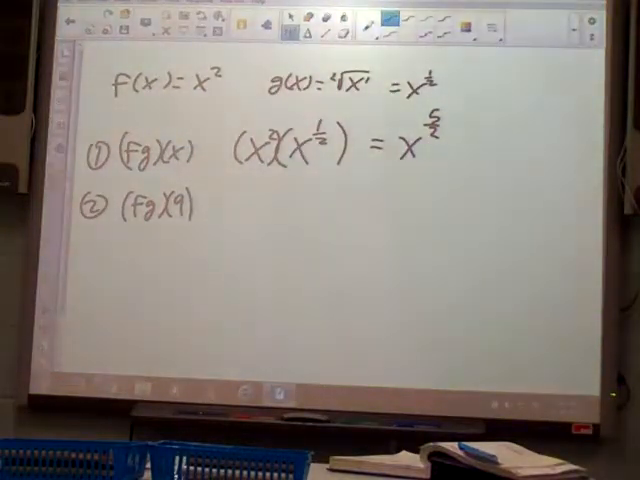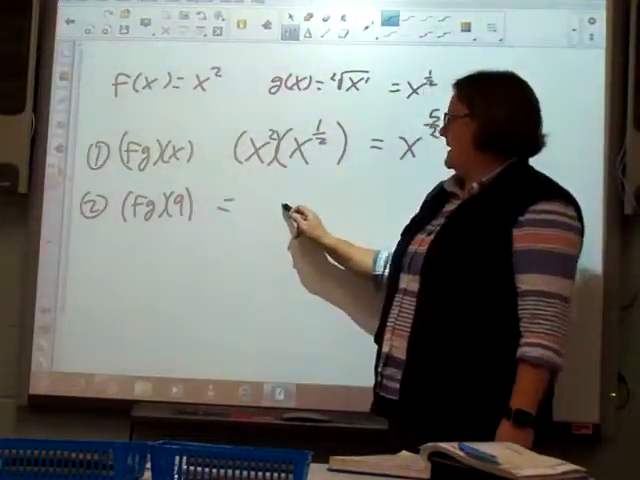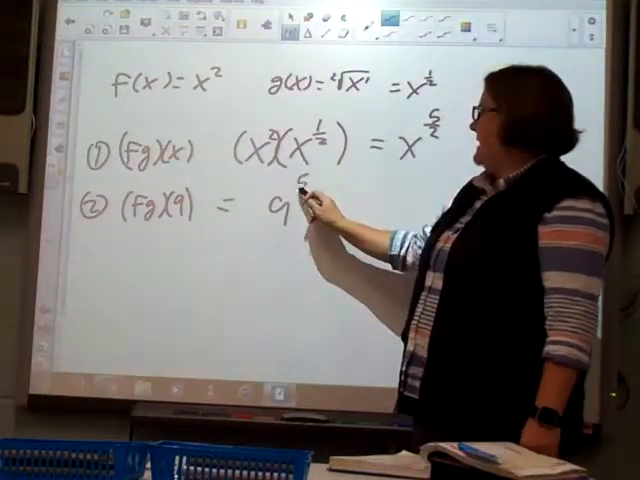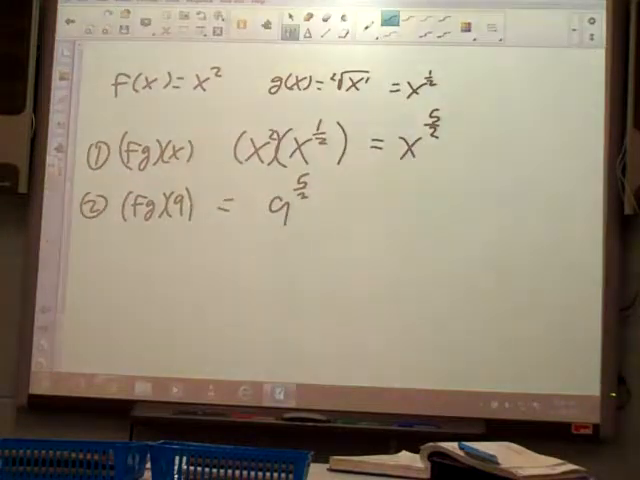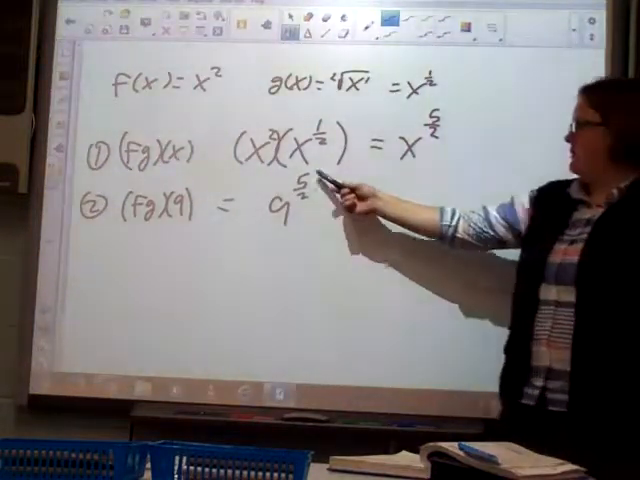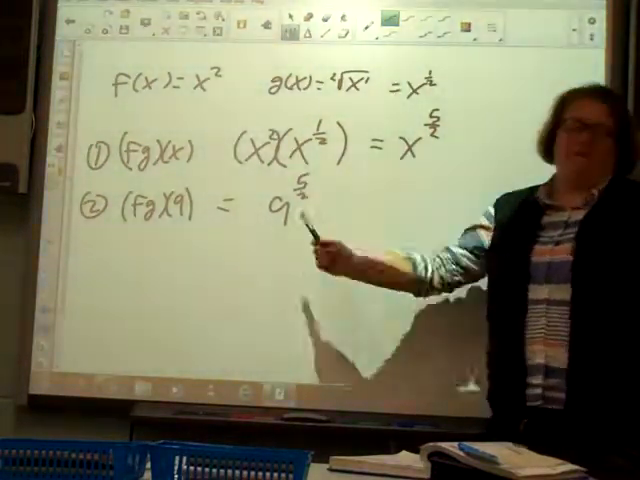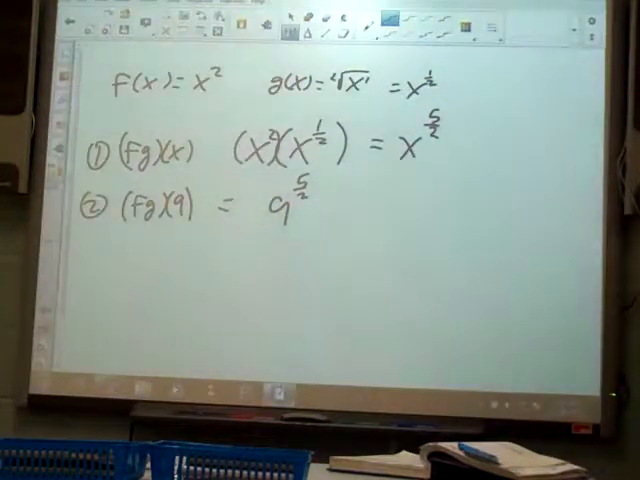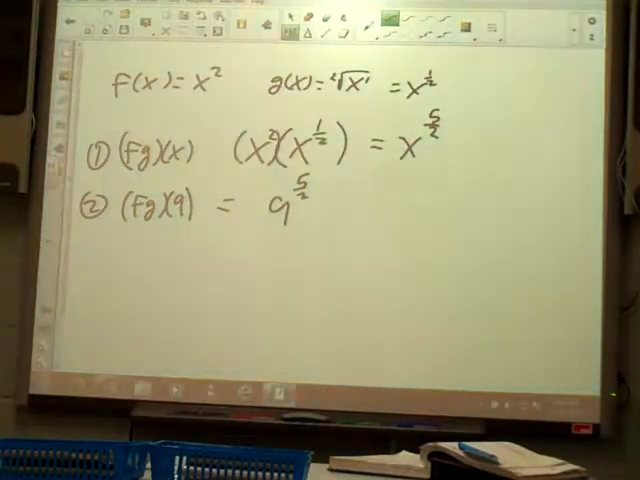Okay, then for our next answer, number 2, we plug a 9 in, so we've got to figure out what 9 to the 5 halves power is. It's like your bell ringer. I can do that somewhat without a calculator, because I know power over root. I know the square root of 9 is 3. 3 to the 5th is going to get big though. 3 times 3 is 9, times 3 is 27, times 3 is 81, times 3 I think is 243.